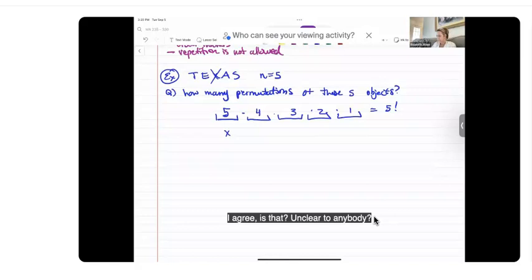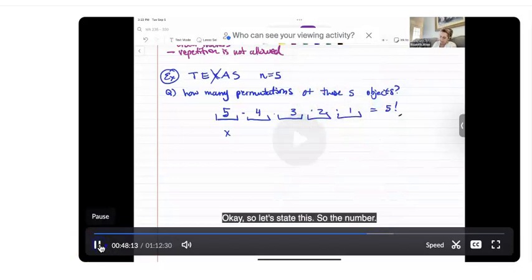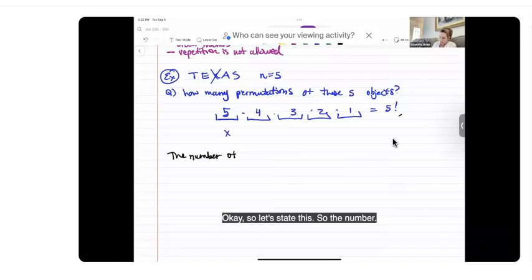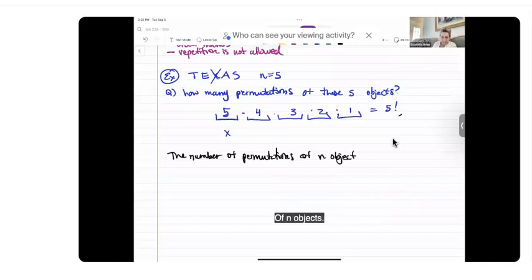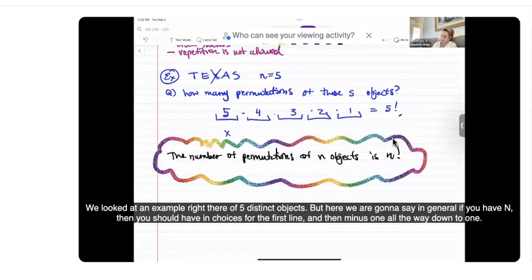Okay, so let's state this. The number of permutations of n objects is n factorial. We looked at an example right there of 5 distinct objects, but here we are going to say in general, if you have n, then you should have n choices for the first letter, then n minus 1, all the way down to 1.